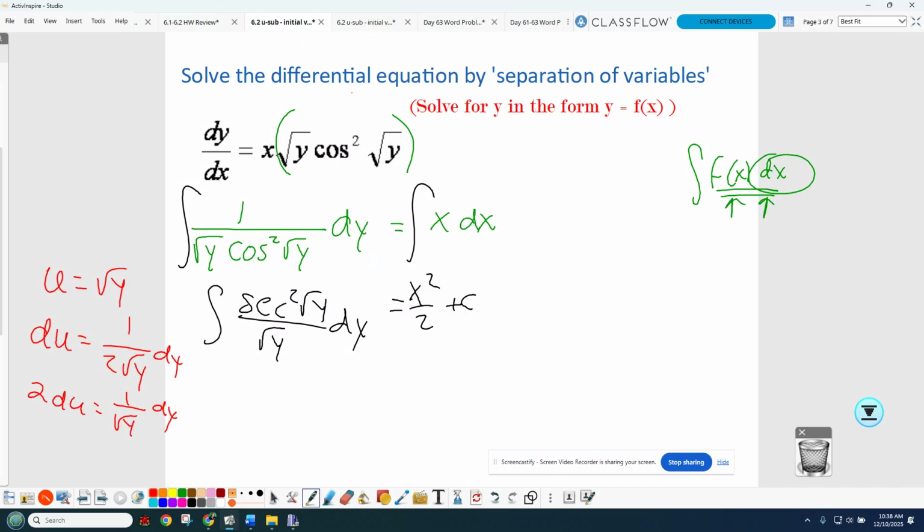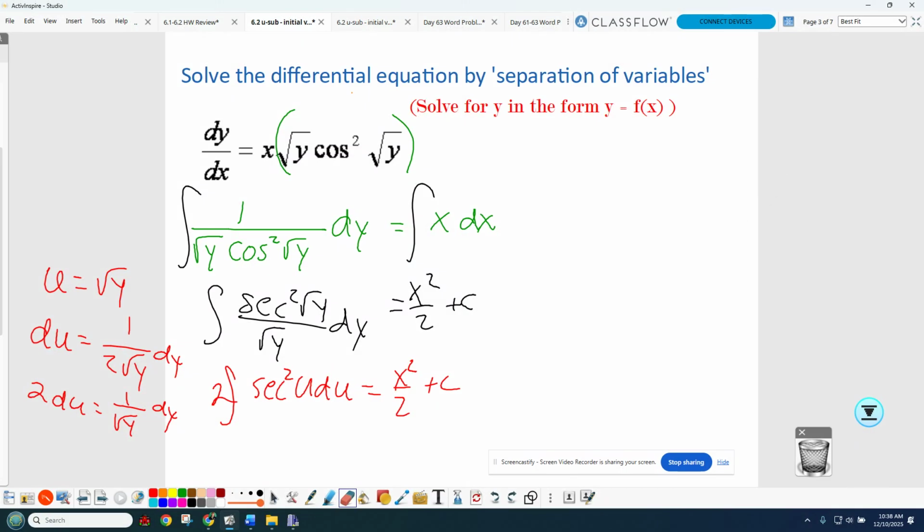So, still haven't solved this yet. Oh, so you don't actually need the second substitution, because it goes away. So secant squared of u, and then dy over root y is 2 du. Okay, that is progress. Can you guys finish it from there? And by finishing, it says, solve for y in the form of y equals f of x.